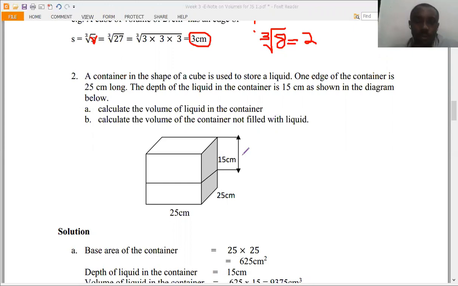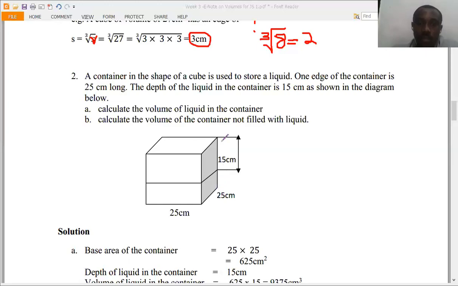Okay, so here is the diagram, to illustrate the question. This is the container, 25 by 25. The depth of liquid in the container is 15 centimeters. All right, so that means the part of the container not filled with water is 10 centimeters.